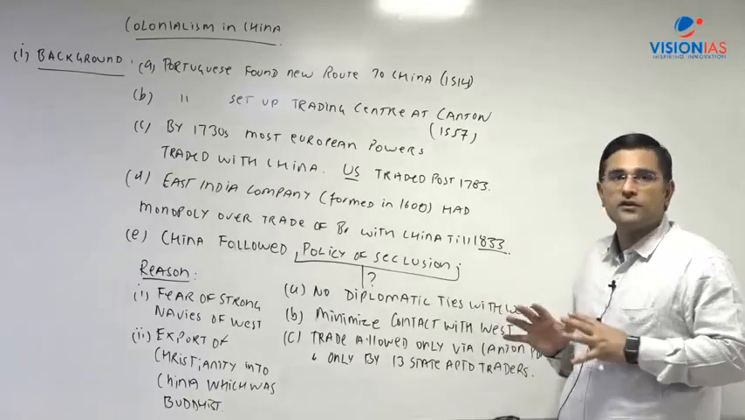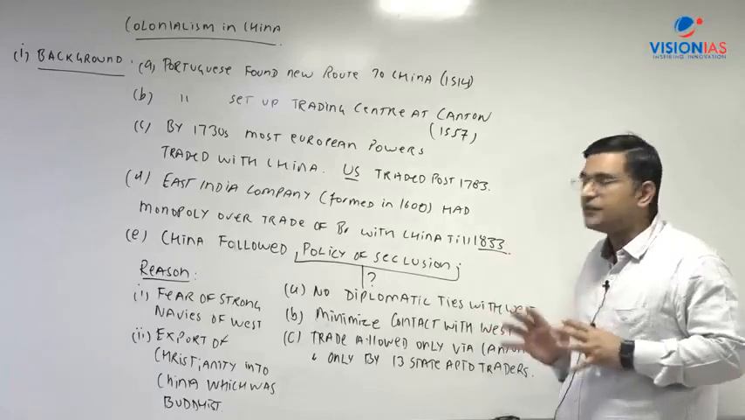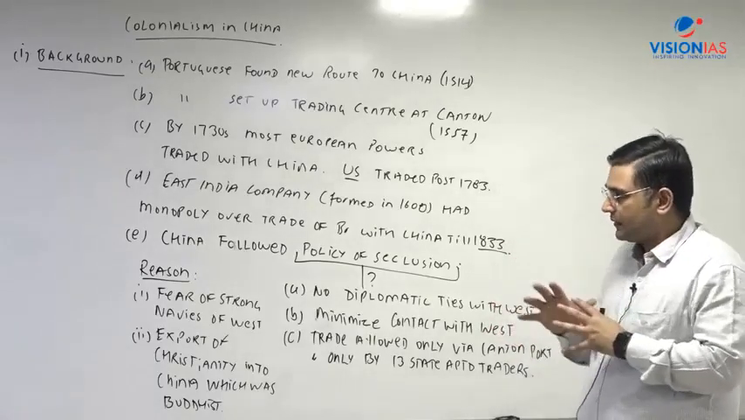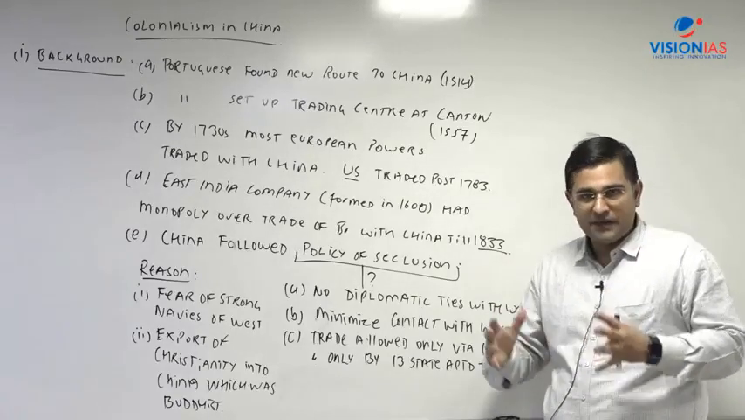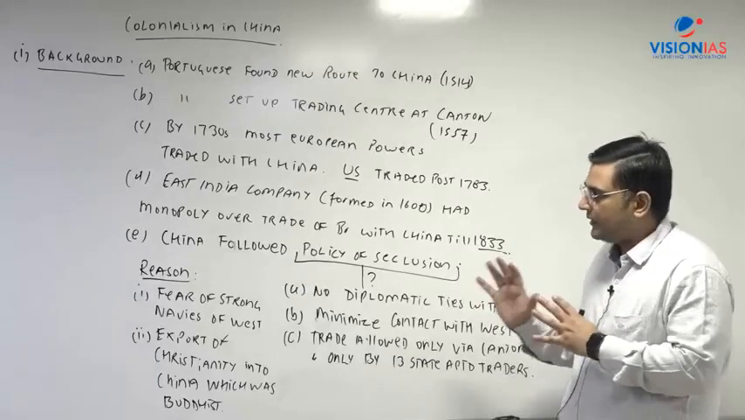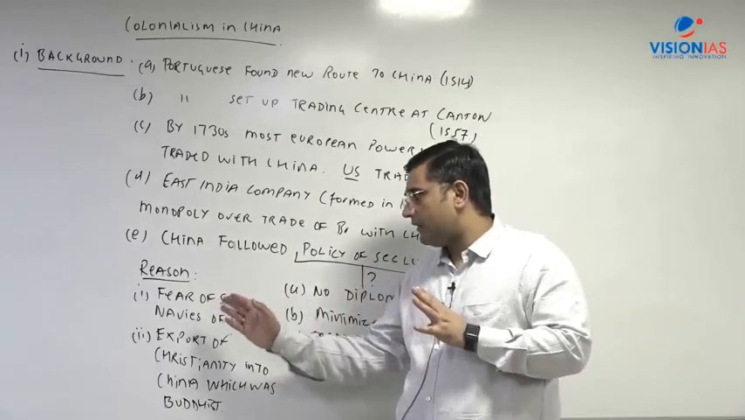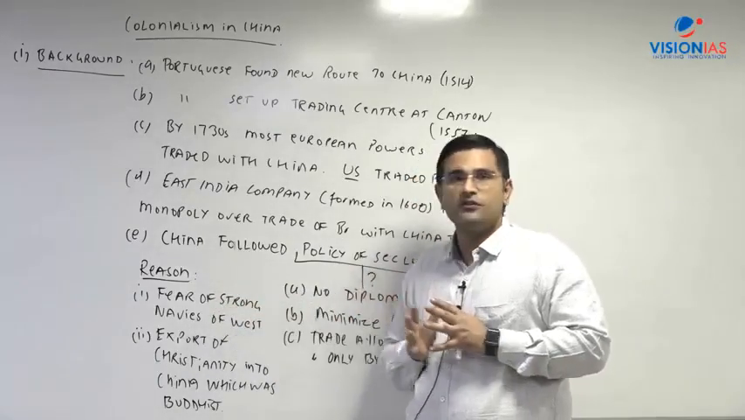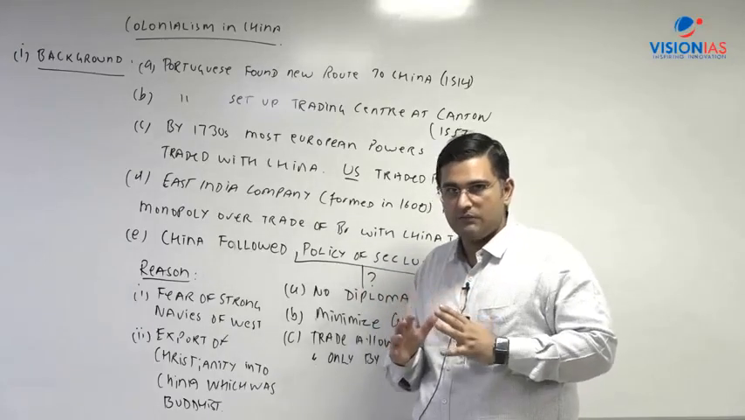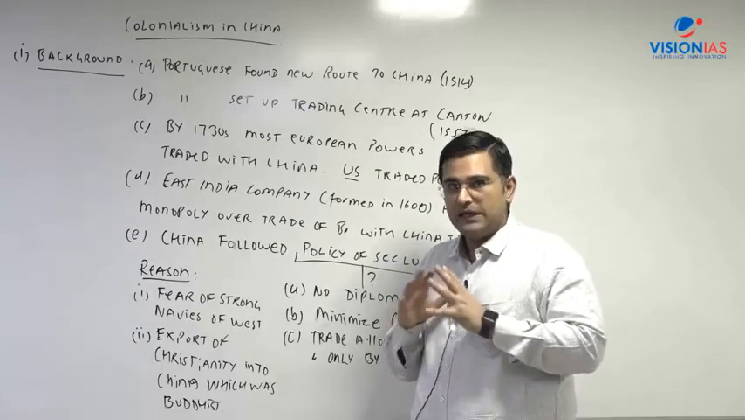What was the reason for this policy of seclusion? The reason was that, first of all, the Chinese were aware of what was happening in India. So over a period of time, they started developing a fear of the strong navies of the West. They thought that we should minimize contact. The minimization of contact will result in lesser conflict.